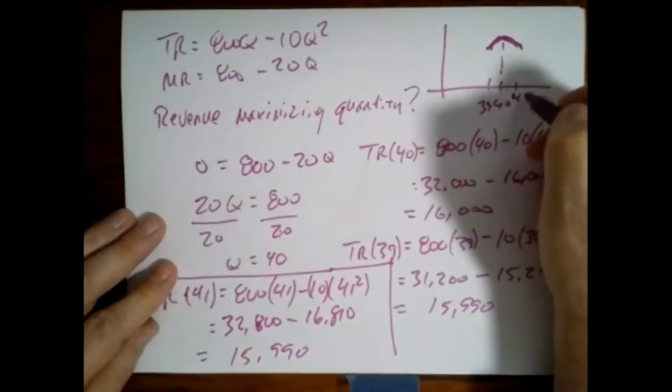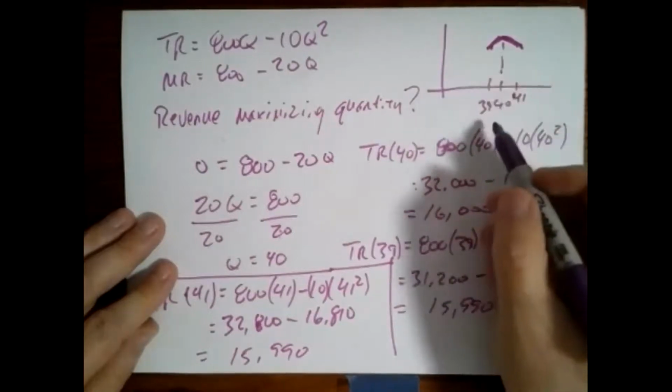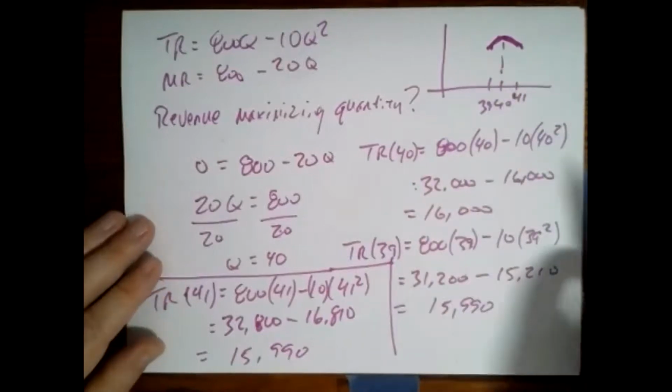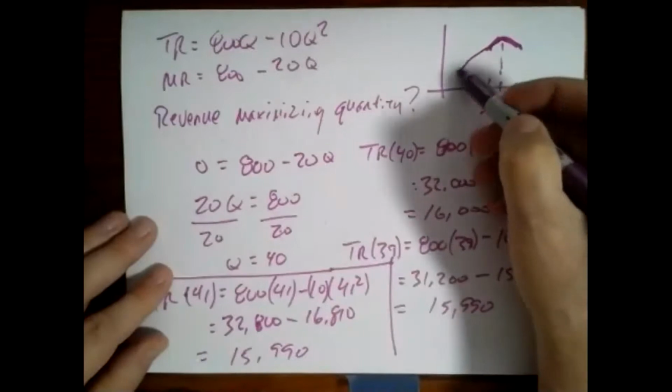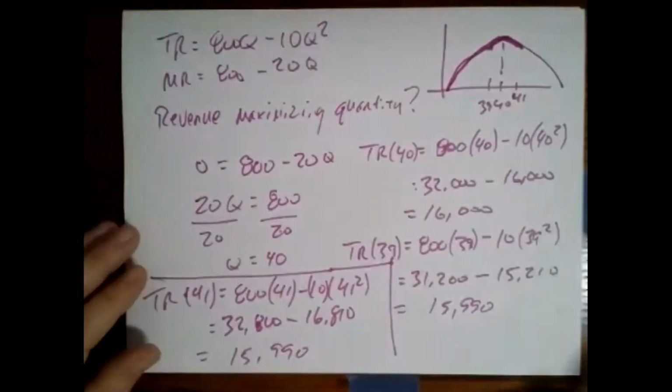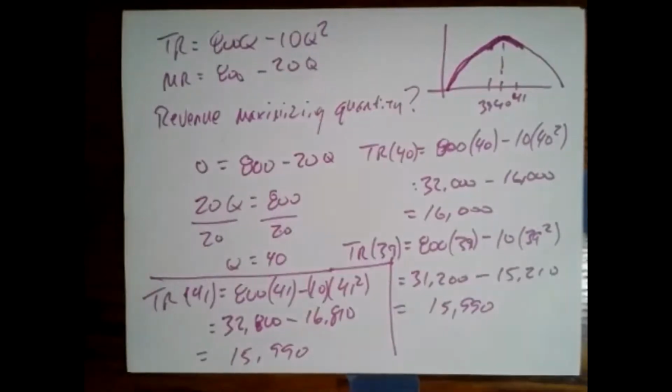So what we know is we're at the top. At 40, we're at the top. If we go back to the left, down one, we lose money. If we go to the right one more, we lose money. So our maximizing quantity, right? That's not a particularly neat curve, but is maxed out at 40.